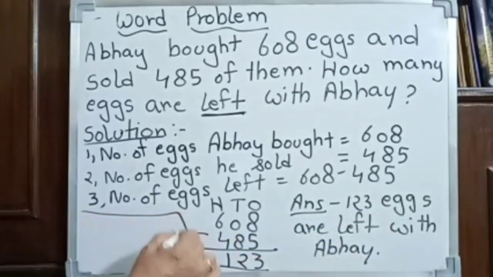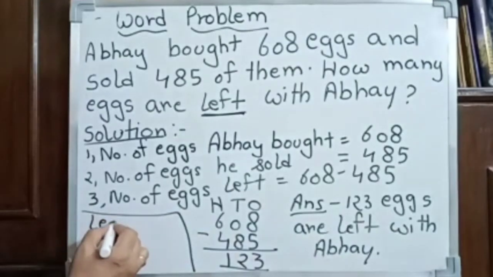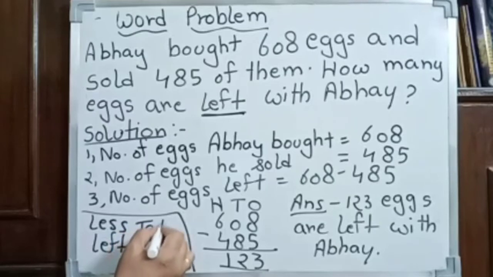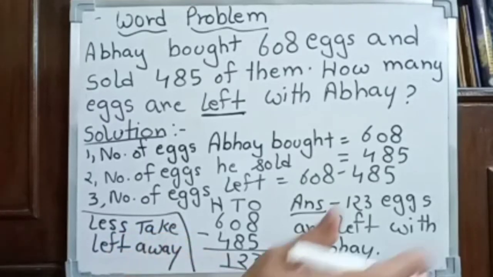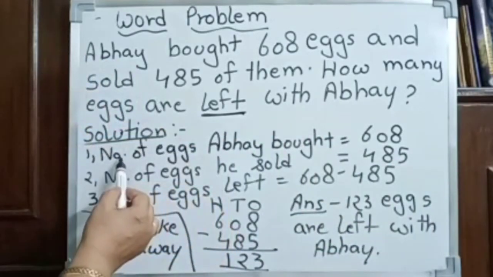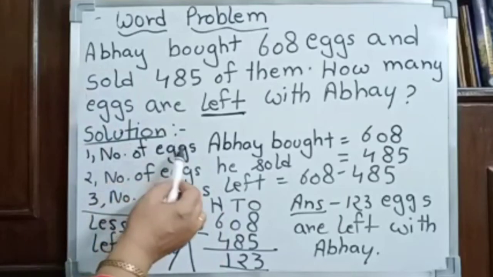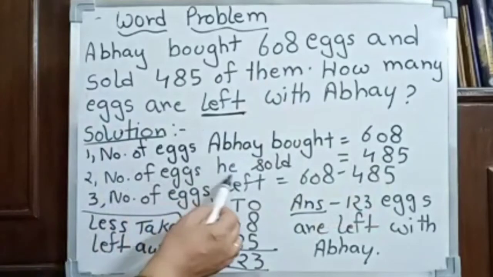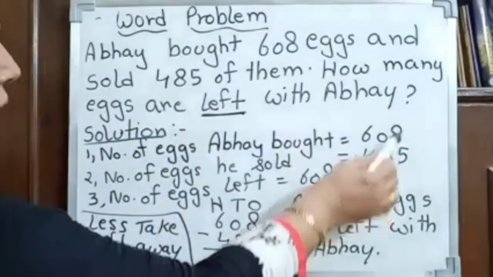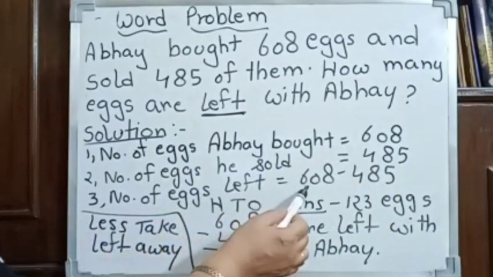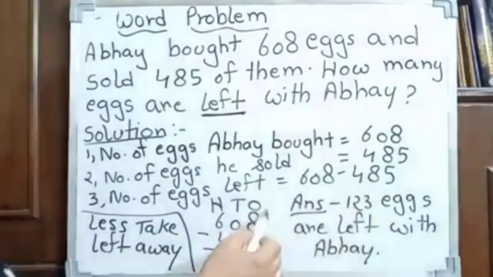So left, subtraction means less, left, take away. Whenever we have take away, that means subtraction, and join the number, that is addition. So take care for the statements. Number of eggs Abhay bought, how many? 608. Number of eggs he sold, how many? 485. So what is the last statement? Number of eggs left, 608 minus 485.